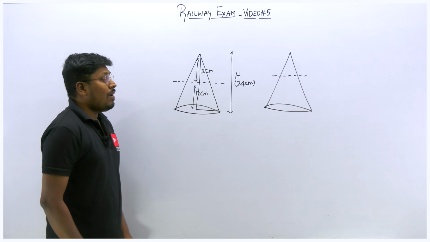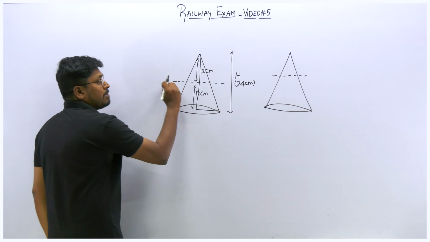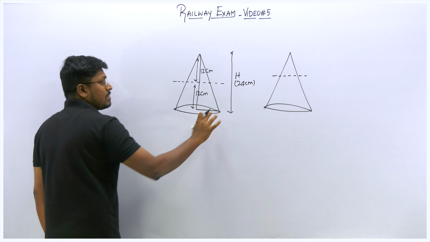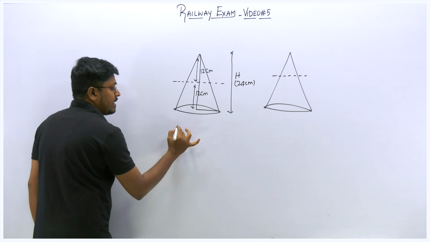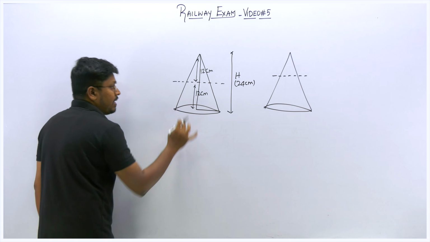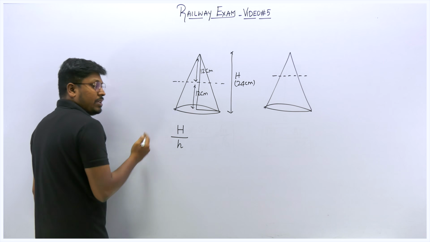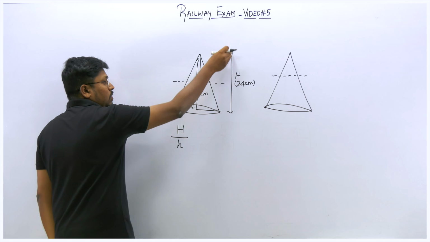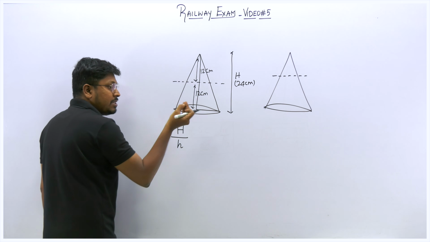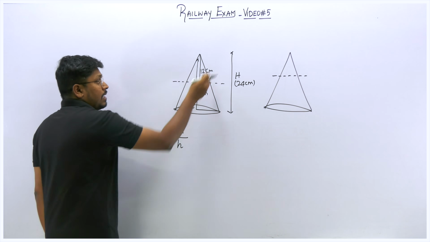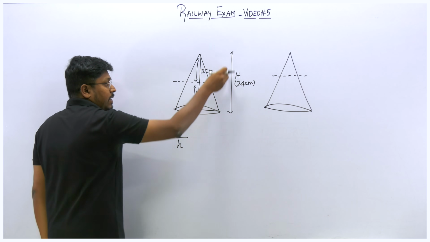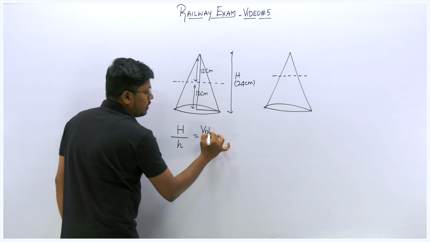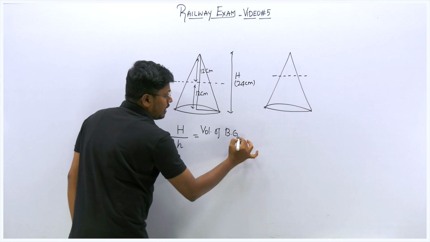So first, to solve these kinds of questions when the cone has been cut into two equal halves, just remember one simple logic here. The total height of the cone is capital H, divided by the small cone height h. Both are the same, right? This height is 12 centimeter, this is also 12 centimeter, and the total height will be 24 centimeter. So from this point, what we came to know is that the total height of the cone, which is equal to the volume of the bigger cone, right? So the volume of the bigger cone. Understood or not?